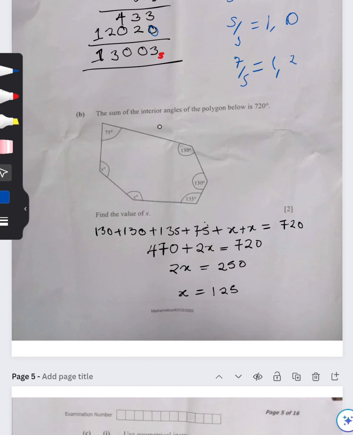Next, we have the sum of the interior angles of the polygon is 270. So when we add all these angles inside, we are going to get 270. What is the value of x? So we just simply add all the angles, like terms together, divide throughout by 2, and x is 125.